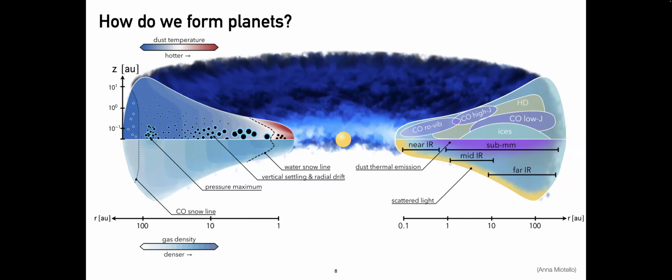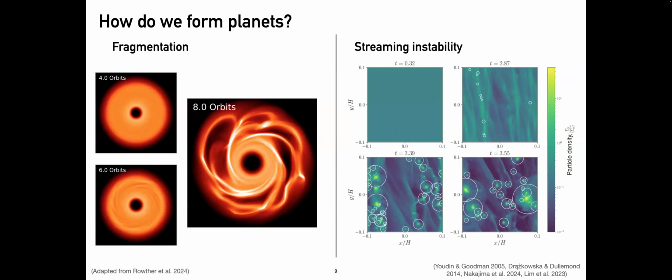So we need to think about the collection of dust, and there are a few different ways that we can go about doing this. The two broad methods are a top-down approach or a bottom-up approach. The top-down approach is often referred to as fragmentation or gravitational instability, and I've got an example of this on the left-hand side. This tends to occur when the mass of gas in the disk locally means that the gas can collapse under its own gravity.